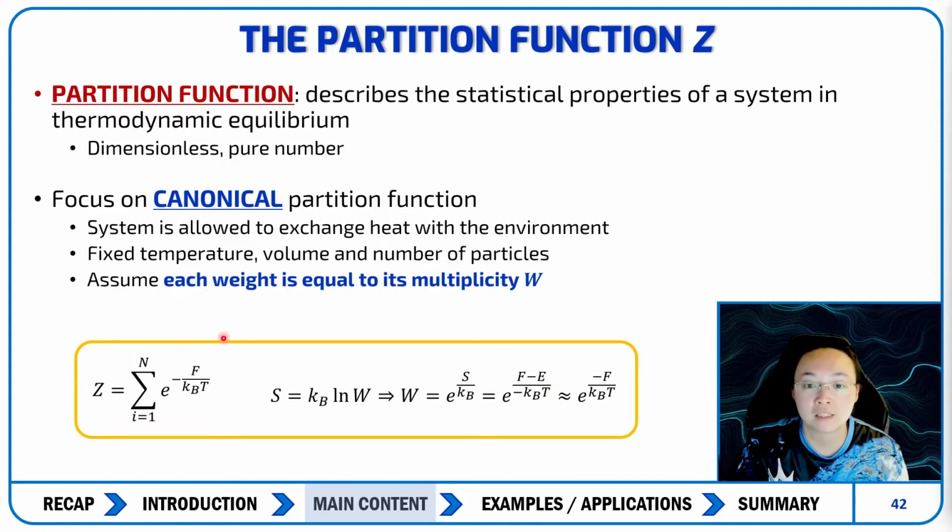So we've seen this before. We're just now trying to put everything together so that we can use the partition function to figure out the statistical properties of the system we have. The key takeaway from here is that we have an equation for the partition function, and we have made the assumption that every weight is equal to its multiplicity W. We want to make sure that the multiplicity ties in with our model in some way.